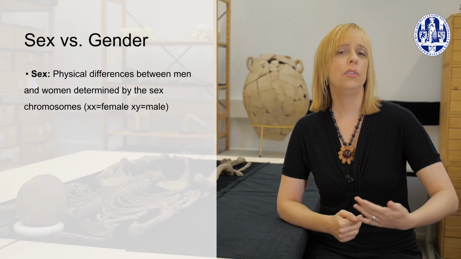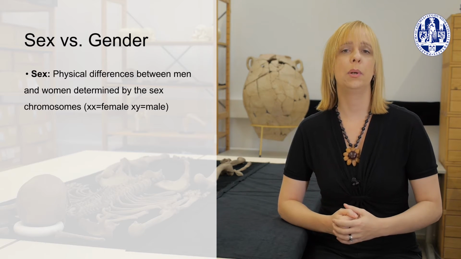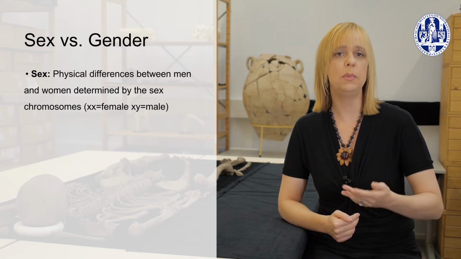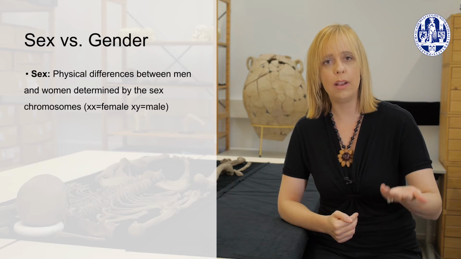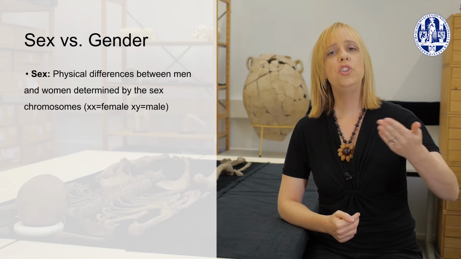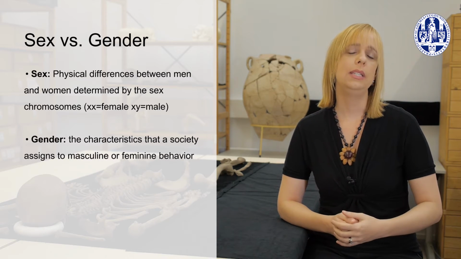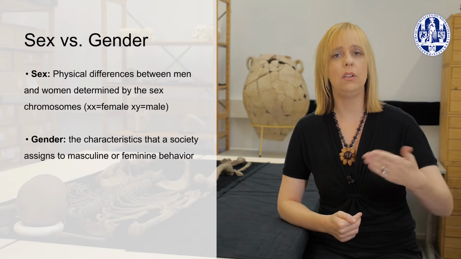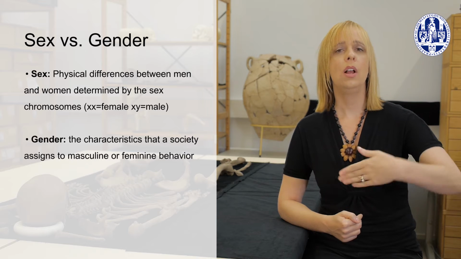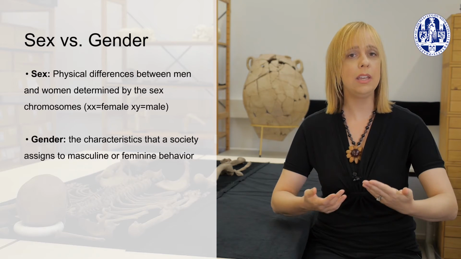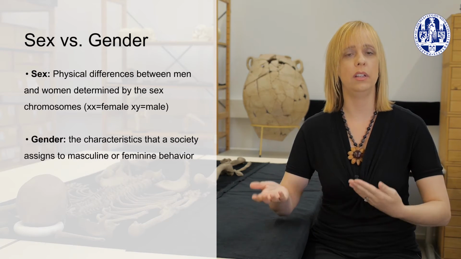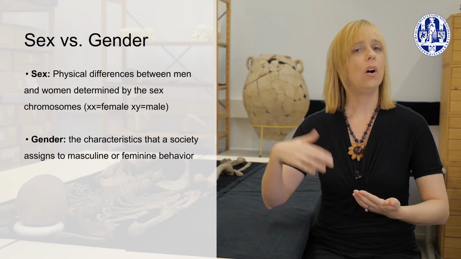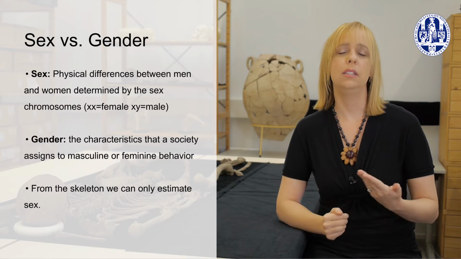So sex refers to the physical aspects of a person determined by their chromosomes, XX for female, XY for male, whereas gender describes the characteristics that a society or culture assigns to masculine or feminine behavior. Hence, one can be biologically female but have a gender that is masculine, or vice versa. But all that we can see from the skeleton is someone's sex.